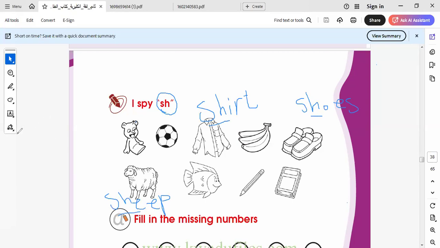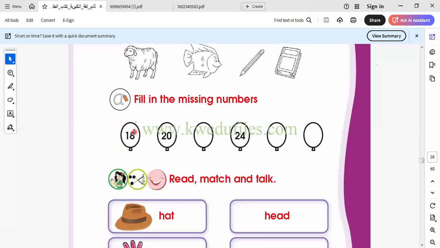Let's go to another item here in this unit. Here we have numbers 18, 20. Counting by 2s, adding 2. Here is 18, 20, 22, 24, and here 28, and here 30.